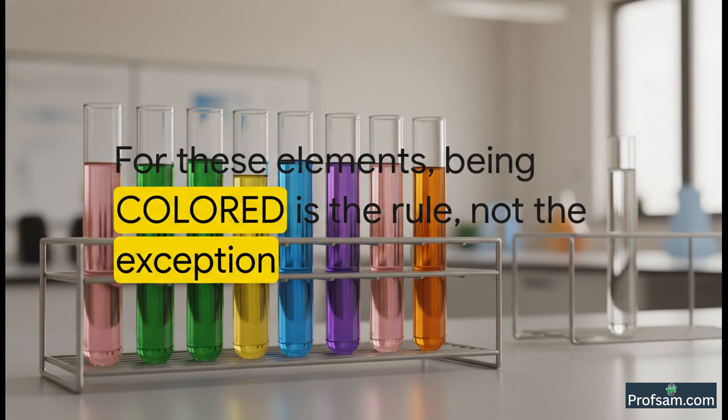And this brings me to a very common misunderstanding many students have. We often think that colored compounds in chemistry are something rare or special, but for transition metals, it is the complete opposite. For them, being colored is the normal thing. It's the rule. A colorless compound is actually the exception, and this is a direct result of those partially filled d orbitals we just spoke about.